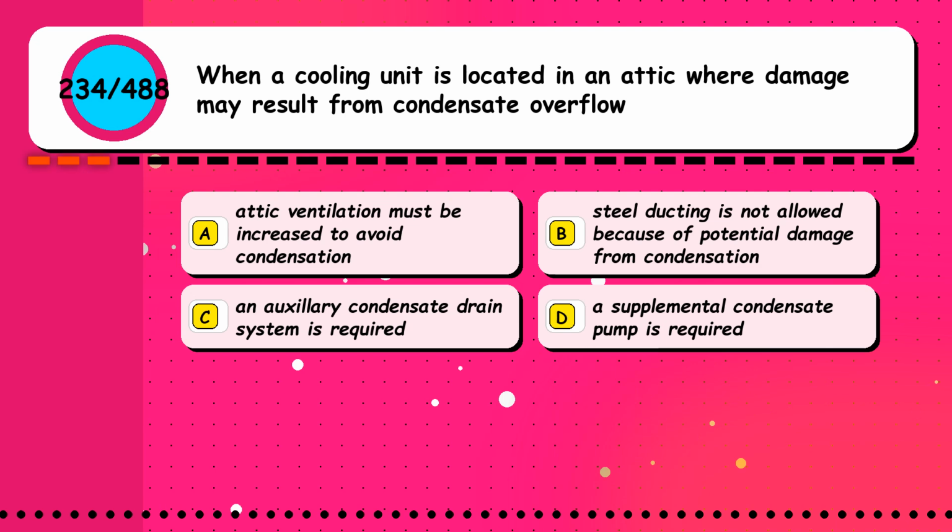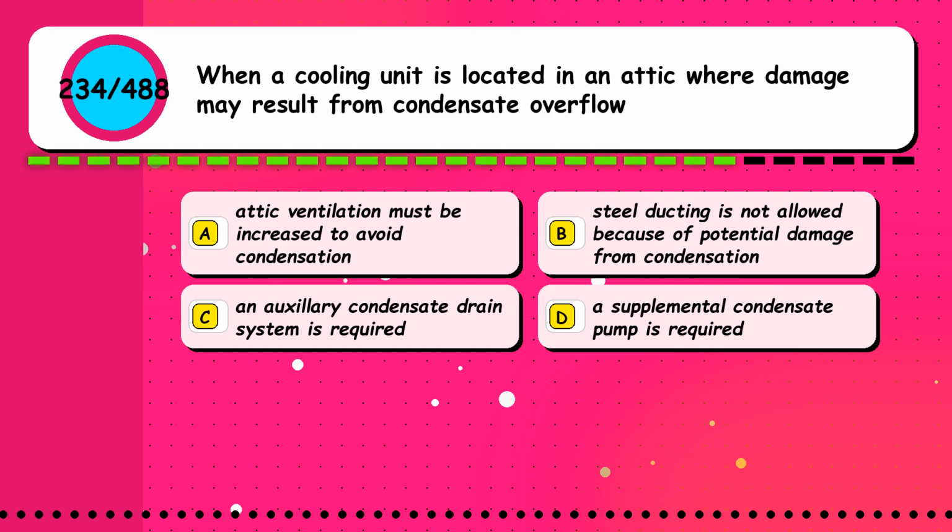When a cooling unit is located in an attic where damage may result from condensate overflow. Option A, attic ventilation must be increased to avoid condensation. Option B, steel ducting is not allowed because of potential damage from condensation. Option C, an auxiliary condensate drain system is required. Option D, a supplemental condensate pump is required.